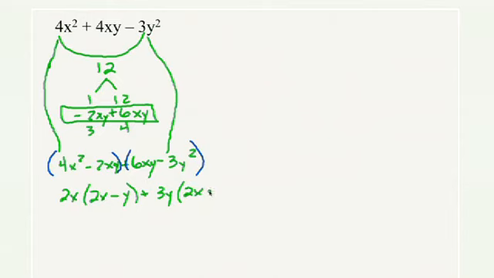So 2x minus y will go there. And just a mental check, take 3y times 2x, make sure you get this term, then 3y times negative y gives you that term. And then of course your final step, you have 2x minus y in one parenthesis and the other one, 2x plus 3y.